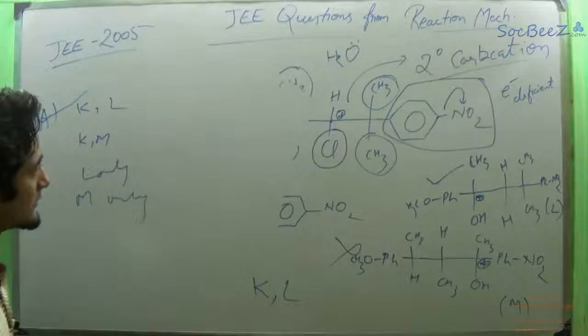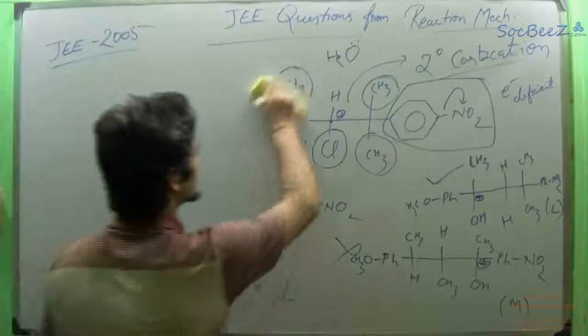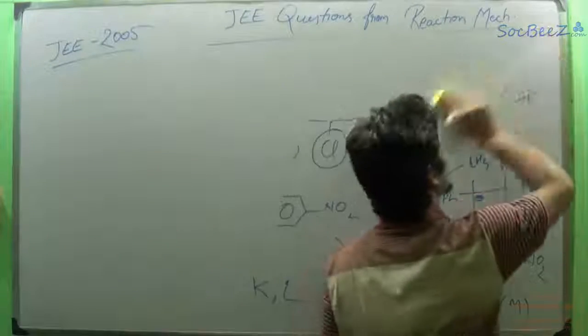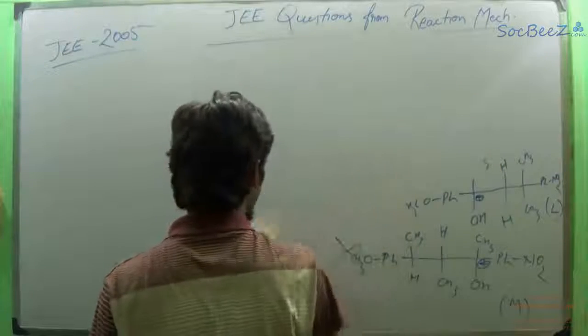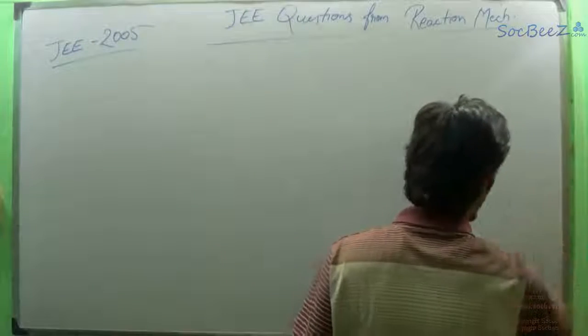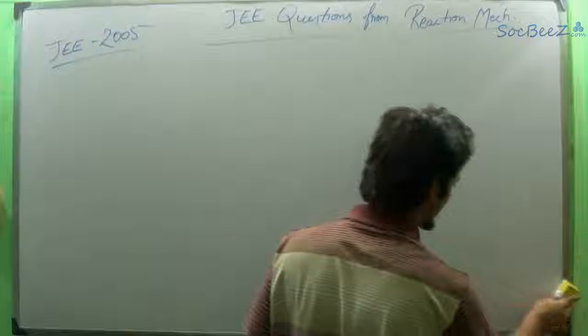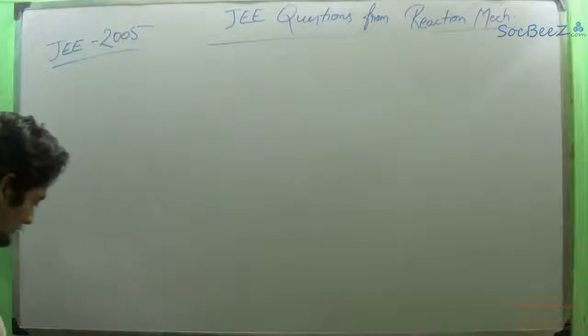It was again a question where we have to see the stability of a carbocation. Also there is some concept of shift, electron deficiency, the electron deficient benzene ring, which can be made by attaching a NO2 group to it. So these are the main concepts which were used in this question.